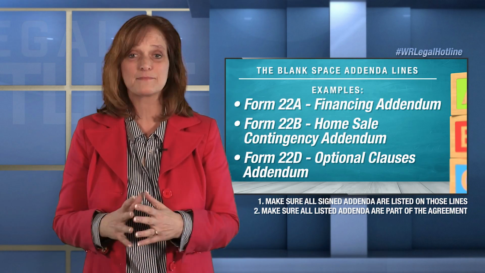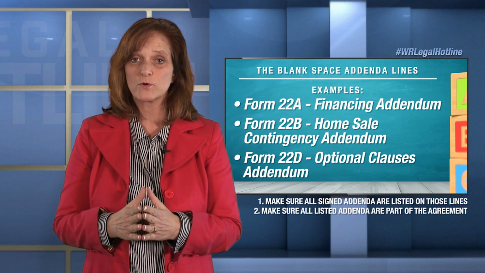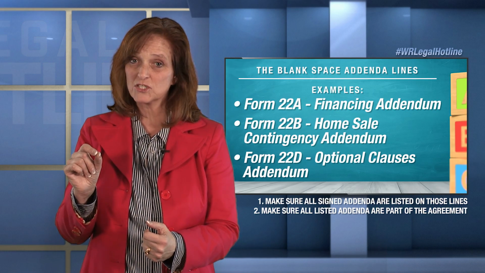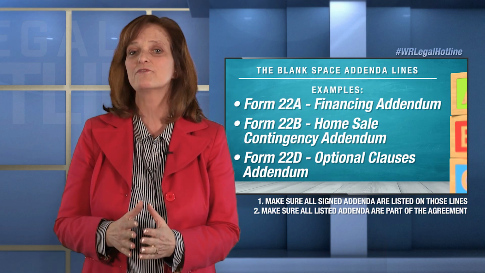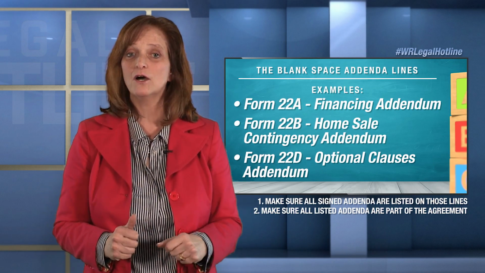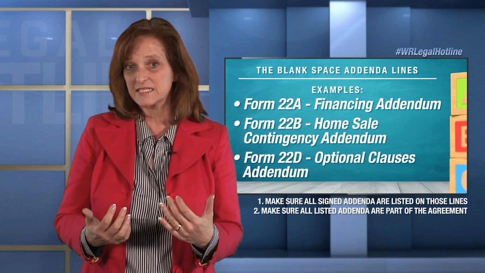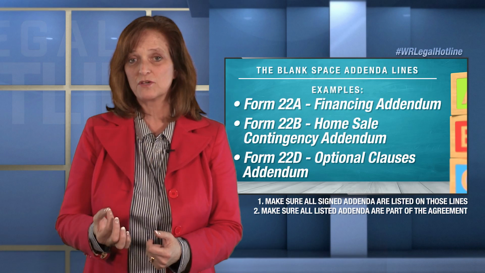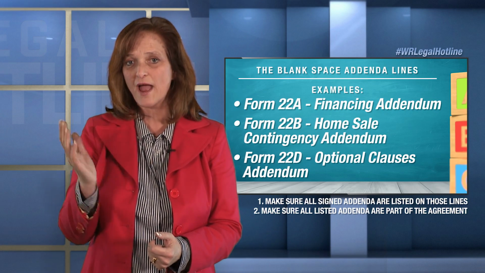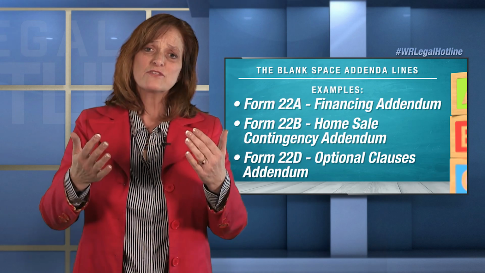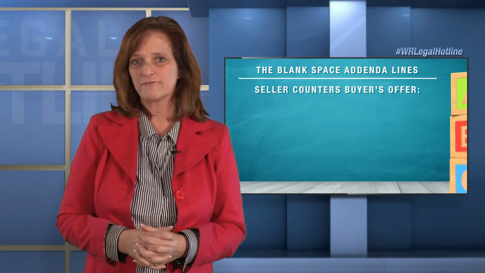I can't tell you how many times I get questions from listing brokers saying the Form 21 referenced a Form 35 inspection contingency addendum, but there was no Form 35 attached to buyer's offer. What's the meaning of that? That's a discussion for a different video, but I'm using that as an example to re-emphasize buyer brokers. Make sure that the forms identified on those blank lines are actually attached to buyer's offer before you send it to seller.